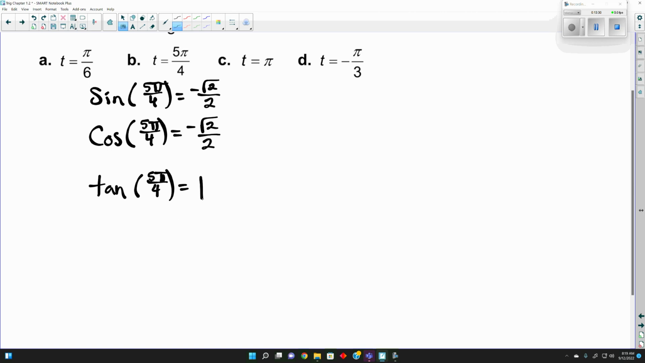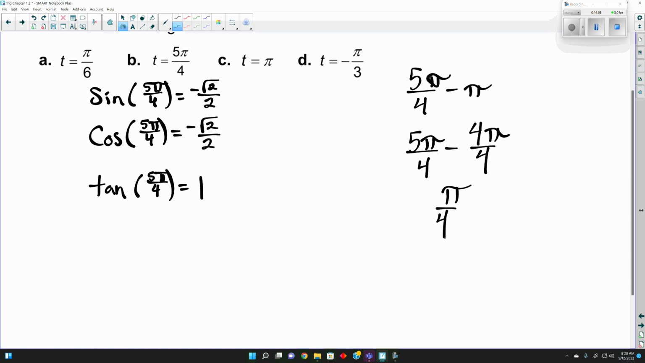Now, we haven't dealt too much in reference angles, but 5 pi over 4 is pi over 4 greater than pi, yes? 5 pi over 4 minus pi. You don't have to write this out. I'm kind of just showing you guys this. Because if we're subtracting pi from 5 pi over 4, that'd be 4 over 4. And 5 minus 4 is 1, so we're left with pi over 4, yes?